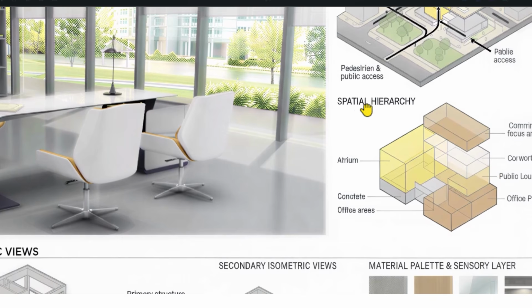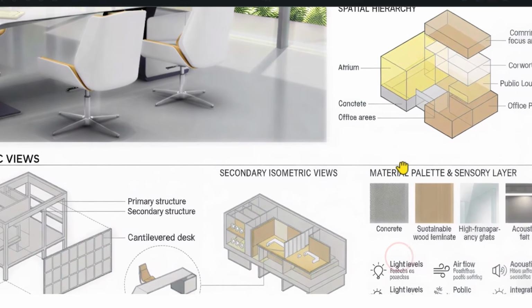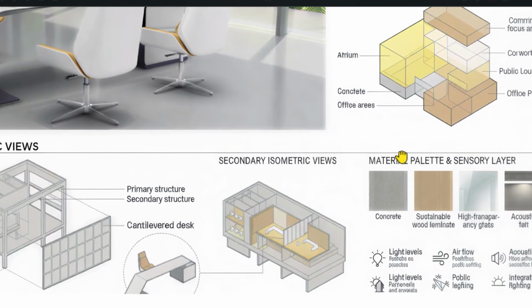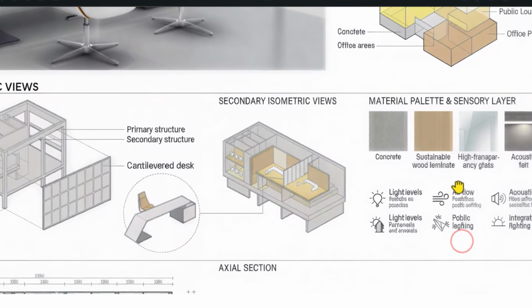The exploded isometric views show the component assembly, including the primary structure, secondary structure, and the cantilevered desk. This is very useful because it doesn't only show the final design, it explains how the design is constructed. The material palette also adds another professional layer by showing concrete, sustainable wood laminate, high transparency glass, acoustic felt, lighting levels, airflow, acoustic performance, and integrated lighting.